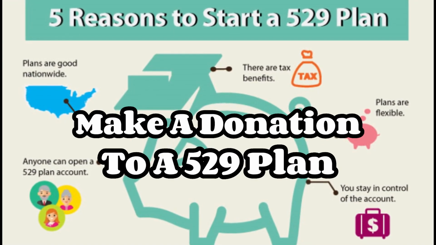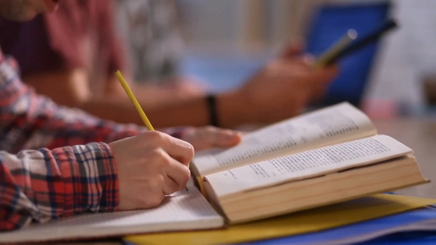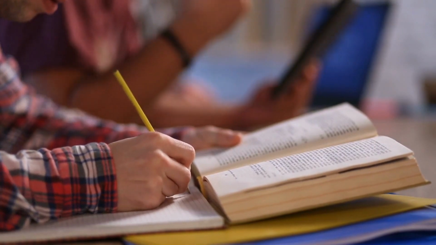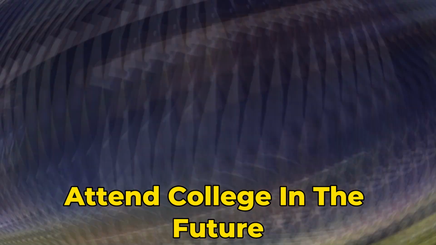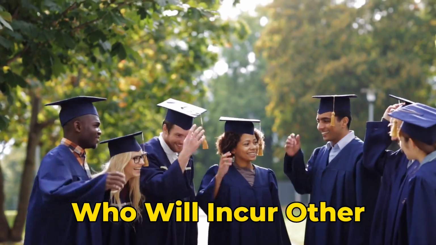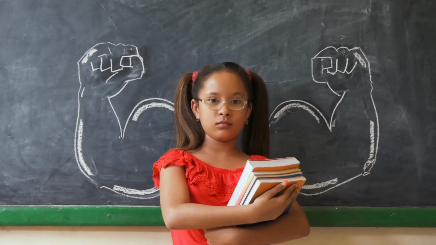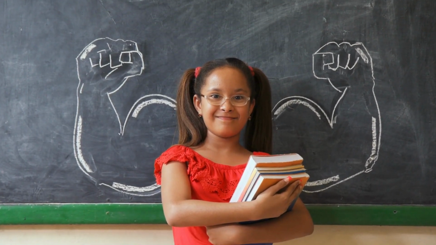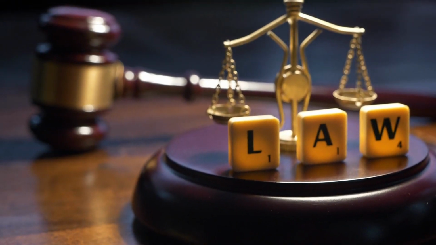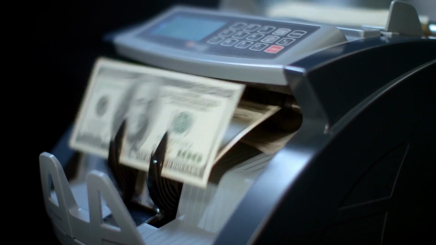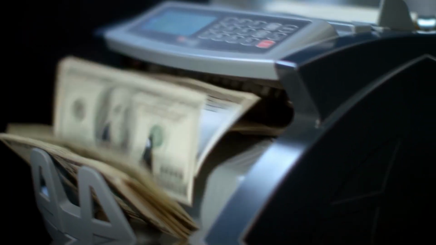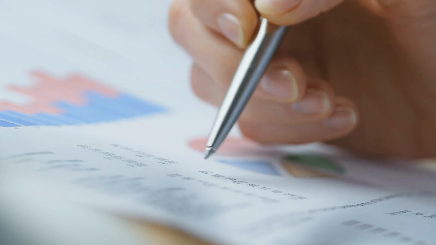Make a donation to a 529 plan. Contributions to a 529 plan can reduce your tax burden if you have one or more children who will attend college in the future or who will incur other qualifying educational costs. These plans stand out because you can make significant contributions to them. State laws and regulations differ, but many jurisdictions let you set aside hundreds of thousands of dollars in a single account. Before being used for eligible educational costs, the money in the account can grow tax-free.